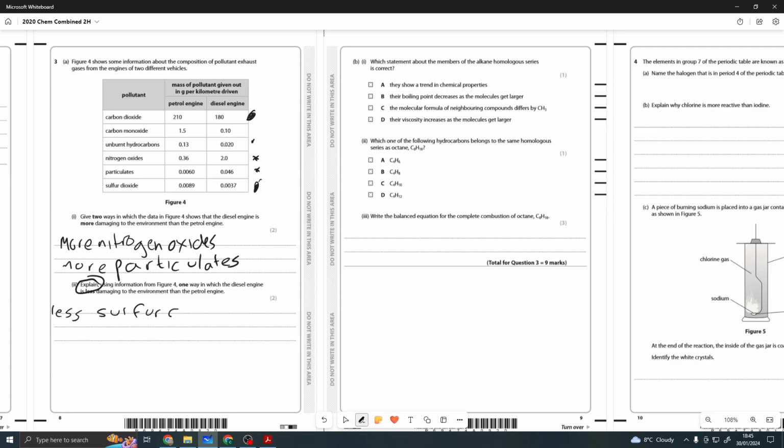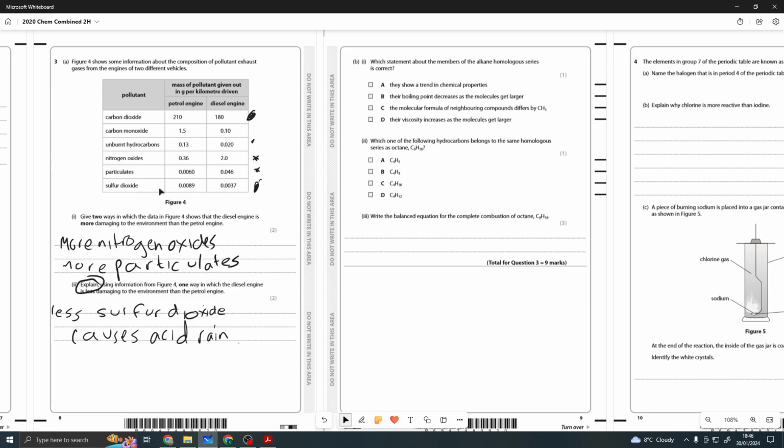So less sulfur dioxide. Now you've got to explain why that's bad. You get 1 mark just saying less sulfur dioxide. But why is sulfur dioxide bad? Well, it causes acid rain. Sulfur dioxide causes acid rain.